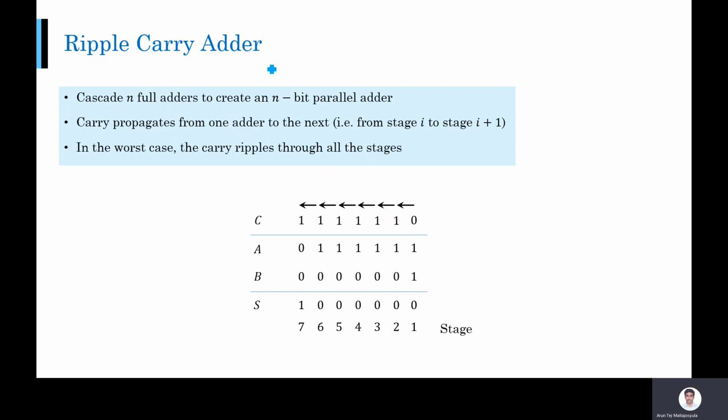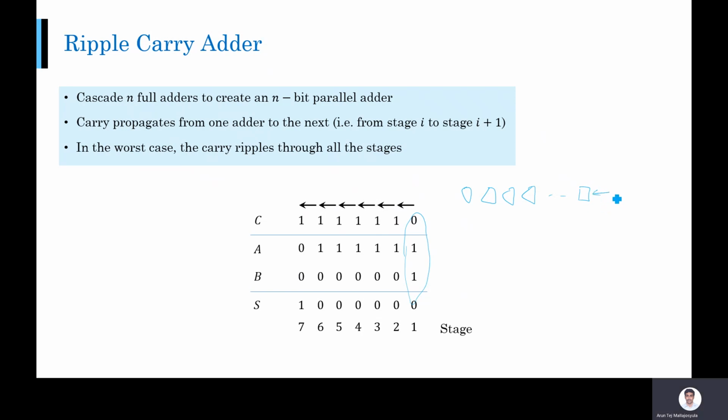Okay, so we'll look at the ripple carry adder first. This is the simplest design to understand. What you are going to do here is, because you need a full adder at each stage, the carry output of the full adder is given to the carry input of the next stage. So you put all these full adders in parallel: full adder, full adder, full adder, full adder, and so on.